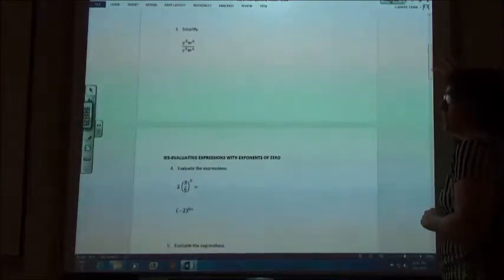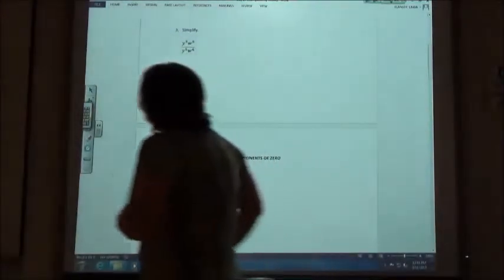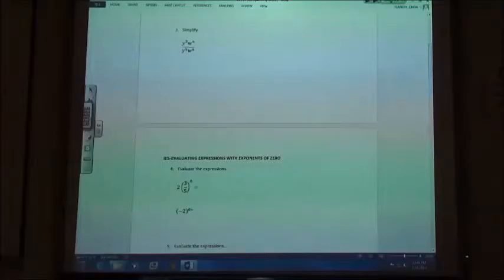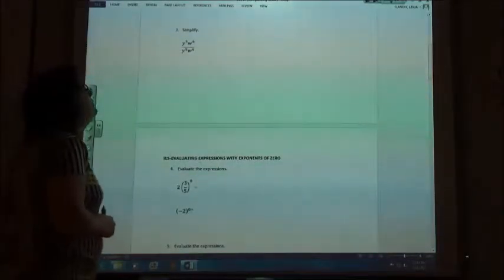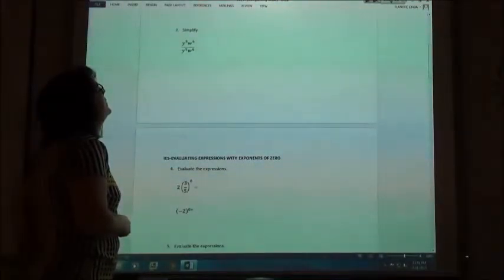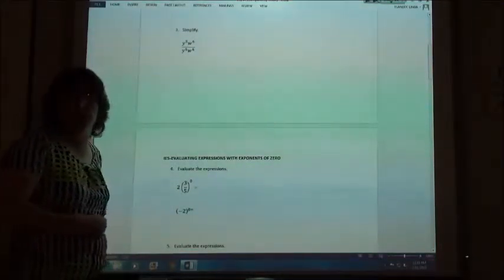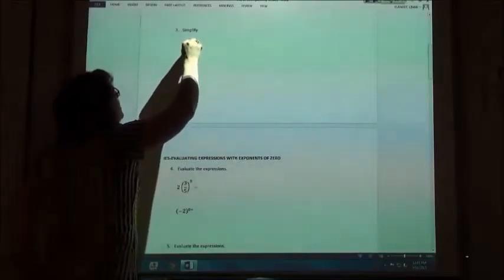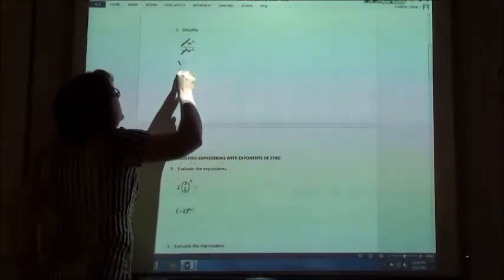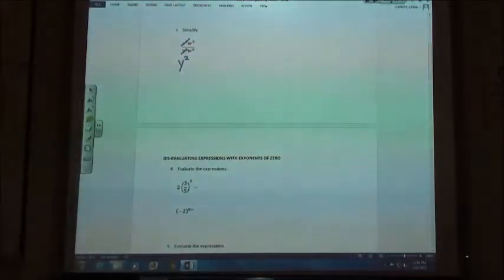So, number 3 then. I have y to the third w to the sixth over y to the fifth w to the sixth. What do you think is going to happen there? Well, we're going to have y to the second. And where's it going to end up? On the top or the bottom of my fraction? Bottom? On the bottom. I'm going to take off 3, which leaves me an extra 2 down on the bottom.